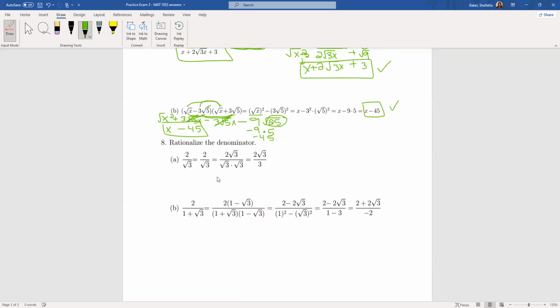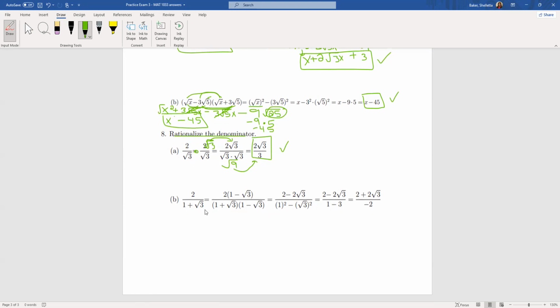And then the last problem, letter A and B, you've got to rationalize that denominator. So we've got to get rid of these radicals in our denominators. For the first problem, 2 over square root 3, we've got to multiply the numerator and the denominator by the square root of 3. So 2 times square root 3 in our numerator. And in the denominator, square root 3 times square root 3 gives us square root 9. But the square root of 9 is 3. So our answer would be 2 square root 3 over 3.